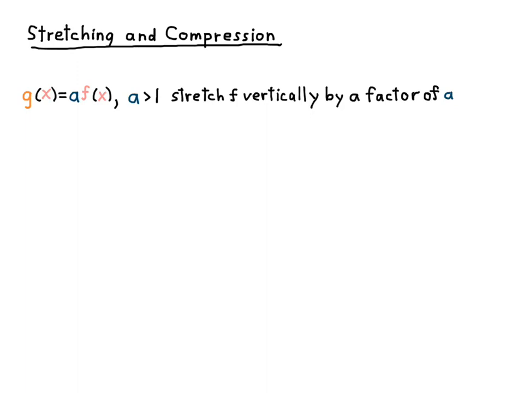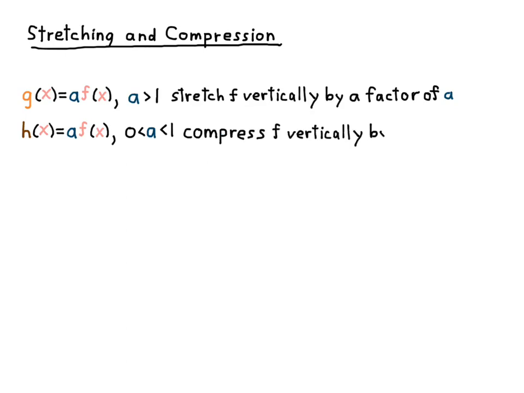But that's called compression. So h of x equals a times f of x with a between 0 and 1. This compresses f vertically by a factor of a. So if a is a half, all the y values for h will be 1/2 of the y values for f.